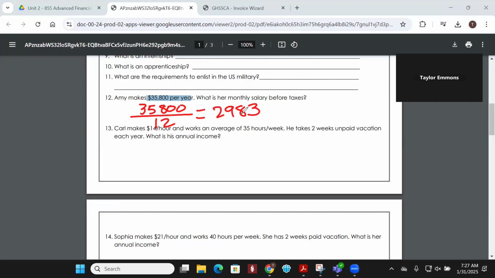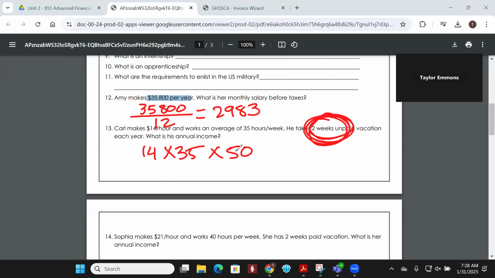All right. So Carl makes $14 an hour and works on average 35 hours per week. He takes 2 weeks unpaid vacation. What is his annual income? So first, Carl makes $14 per hour. How many hours a week does he work? And then how many weeks is he going to work in a year? There's 52 weeks in a year. However, instead of 52, we're going to do 50 because he got 2 weeks unpaid.